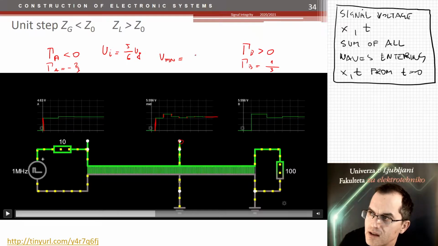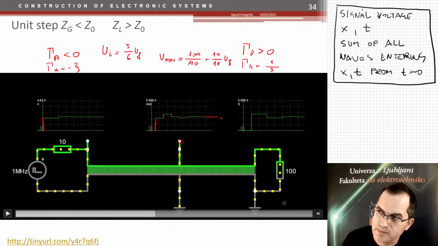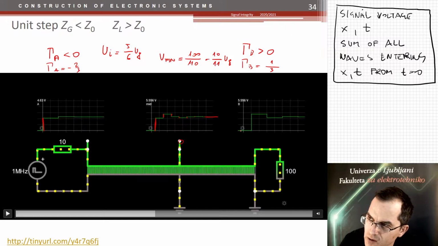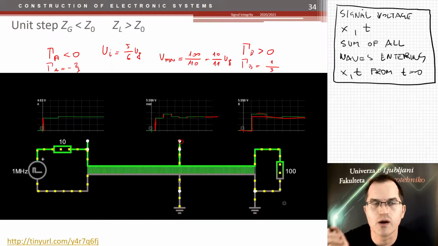And then we get to the final value, which is 100 divided by 10 plus 100, so 100 divided by 110, which is 10/11 of the generator voltage. So that's almost close to the logic 1. But you see there are some reflections seen on the signal. So the shape of the signal, which should be on the load side like that, is actually a little bit up and down. So this is the signal integrity problem, reshaping of the signal because of the bouncing of the waves back and forth on the transmission line.